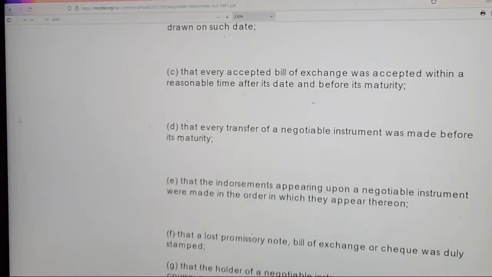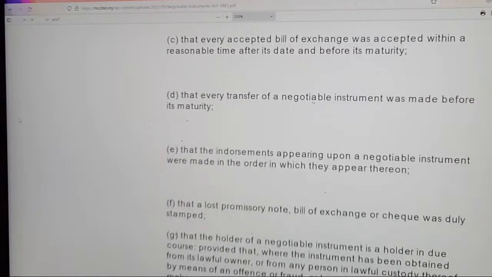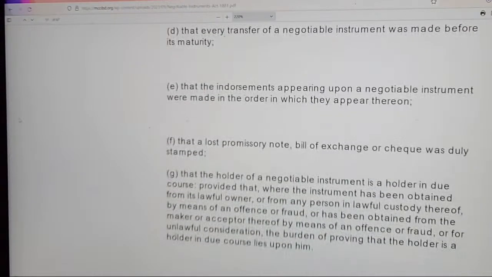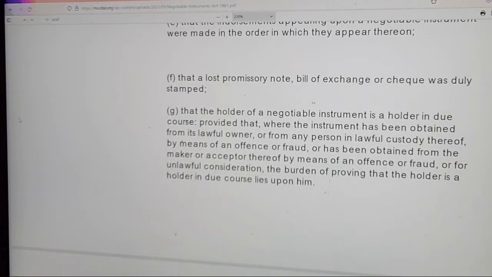C, that every accepted bill of exchange was accepted within a reasonable time after its date and before its maturity. D, that every transfer of a negotiable instrument was made before its maturity. E, that the endorsements appearing upon a negotiable instrument were made in the order in which they appear thereon. F, that a lost promissory note, bill of exchange, or check was duly stamped.